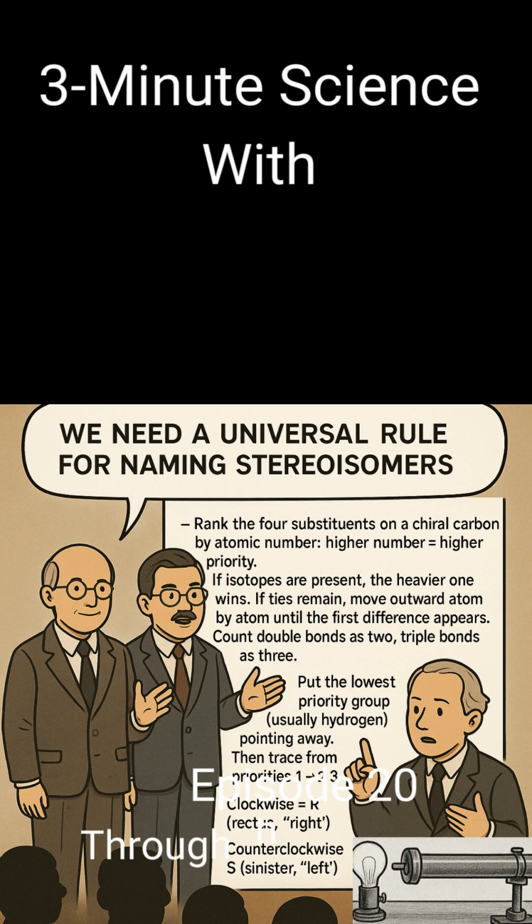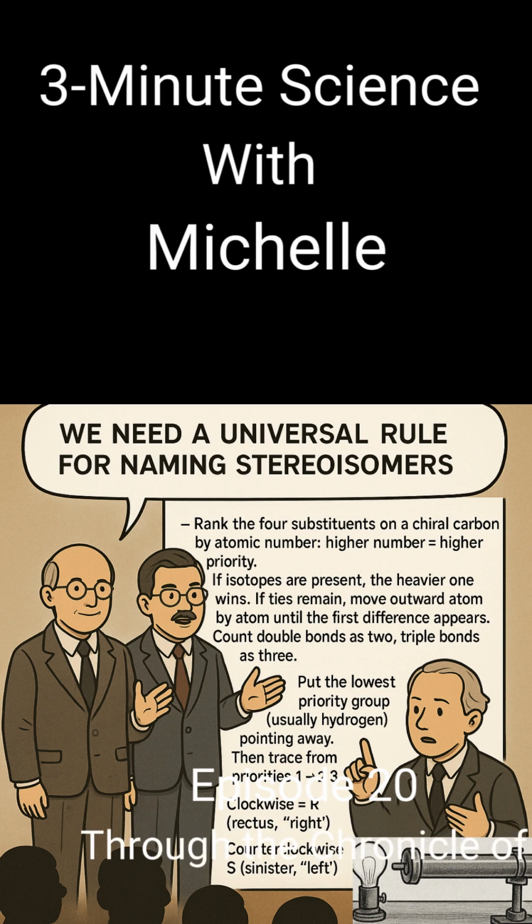Rank the 4 substituents on a chiral carbon by atomic number. Higher number equals higher priority. If isotopes are present, the heavier one wins. If ties remain, move outward atom by atom until the first difference appears. Count double bonds as 2, triple bonds as 3.